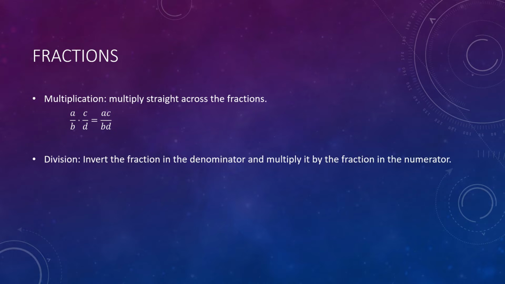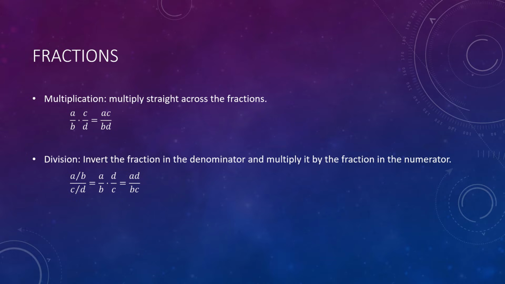Division tends to stump students a little bit more. The shortest way of saying this rule is to multiply by the reciprocal of the denominator. That's a little technical, so here's a straighter definition. You can invert the fraction in the denominator, then multiply it by the fraction in the numerator. So let's take a look at this.